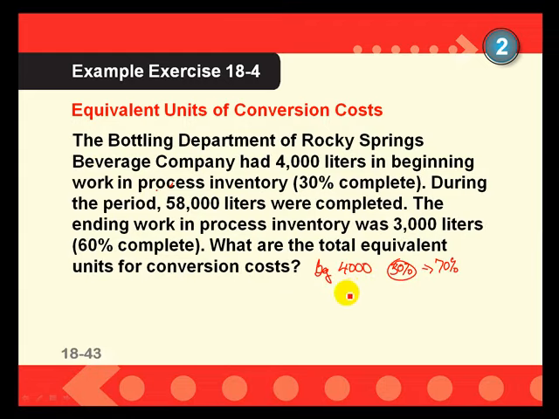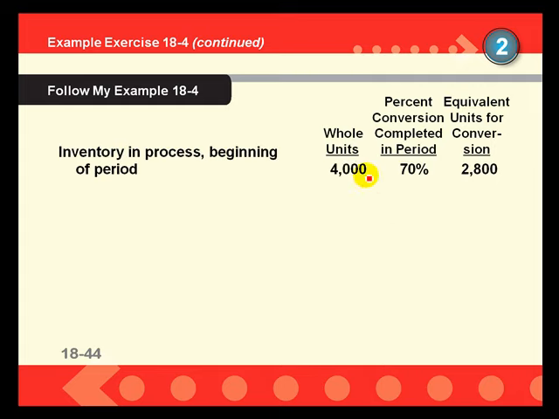We're going to complete 58,000 total units. 54,000 of those, obviously, we start and complete in this period. So 54,000 are started and completed, so we do 100% of those. And then 3,000, we're going to do 60% of the work. So, okay, let's take a look on the next page, and here's what it looks like.